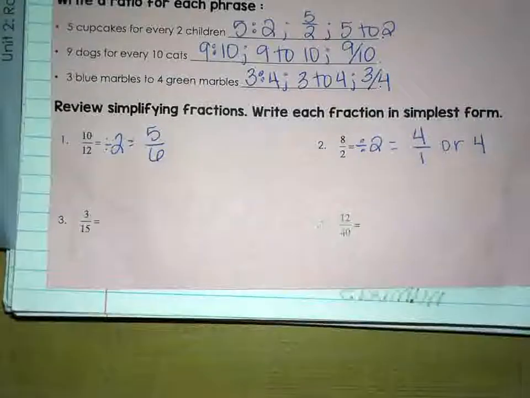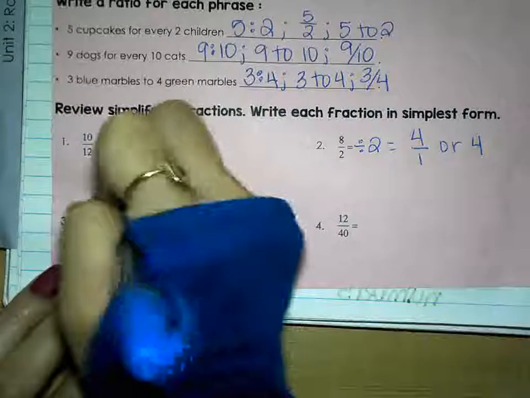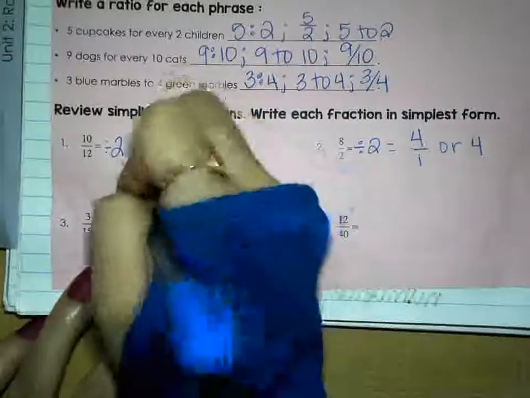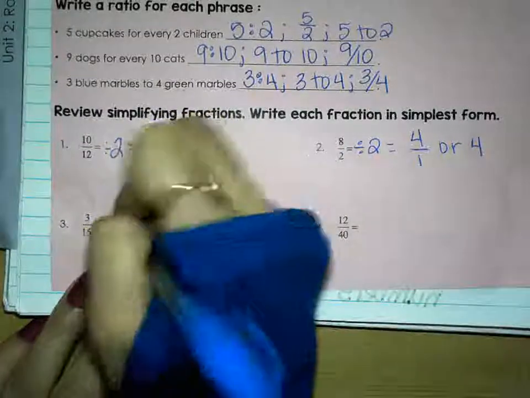Okay, what about 3 over 15? You can raise your hand and tell me, what number can I divide out of 3 and out of 15, Michael? 3. I can divide 3 out of both. 3 divided by 3 is what, everyone? 1. 15 divided by 3 is what, everyone? 5.